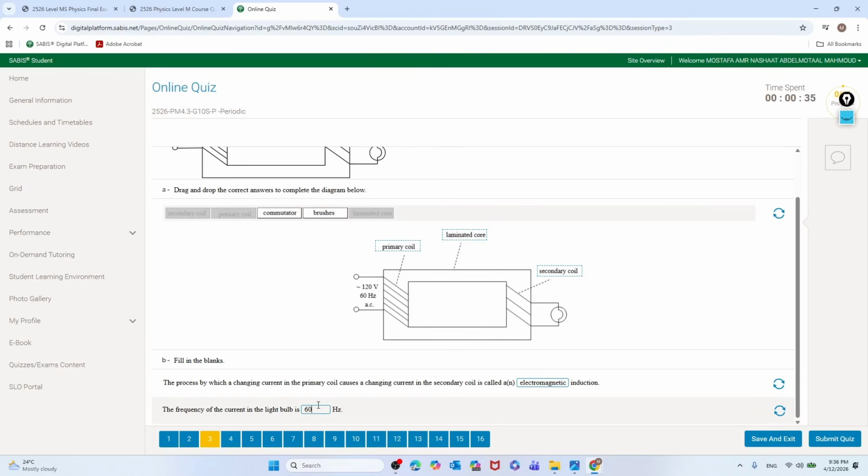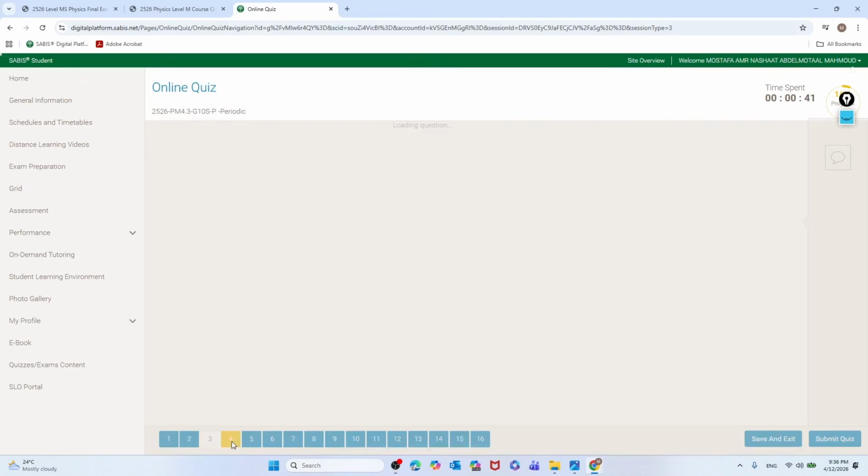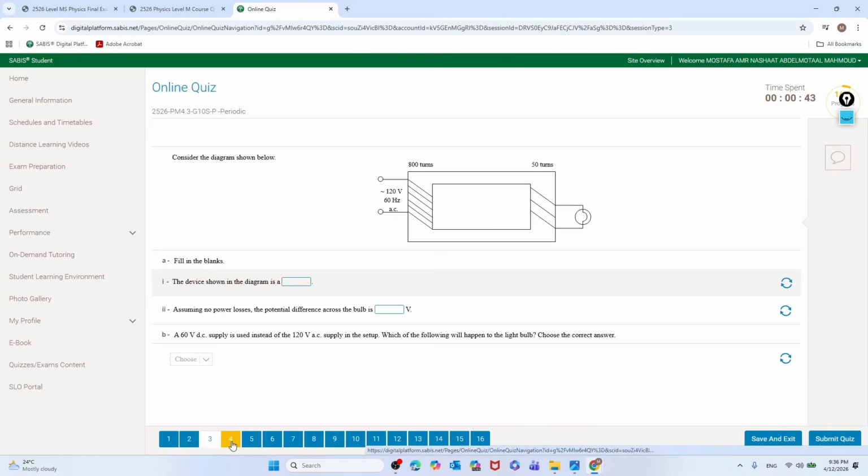Frequency stays the same. Oh yeah, good thing we solved this question because I forgot to mention it. Frequency stays the same. Question 4, but it's just the same question. Oh, the last one is the transformer.